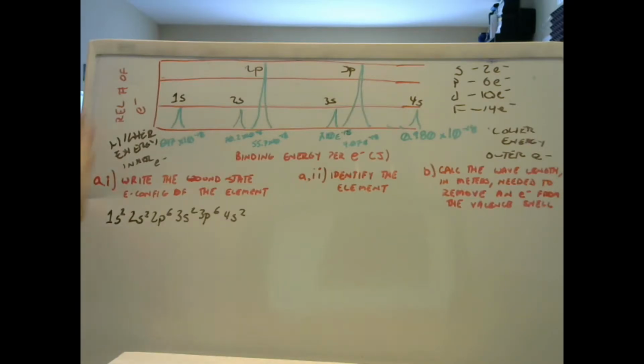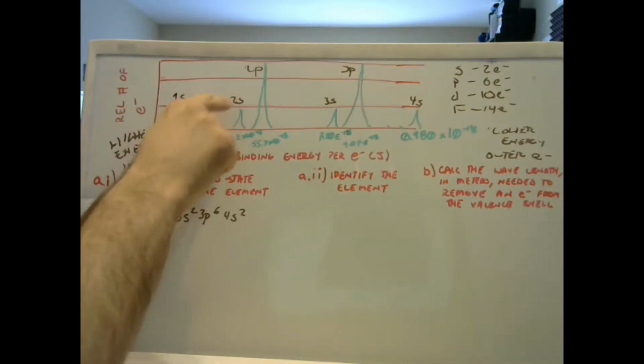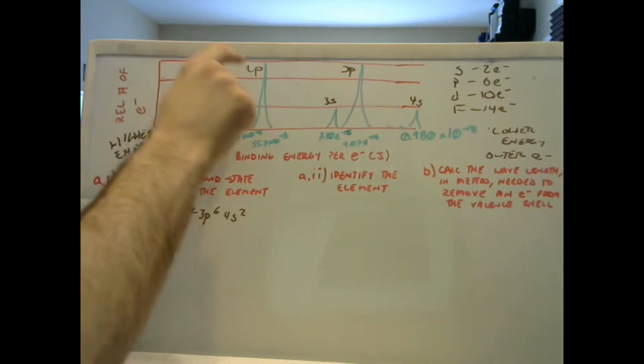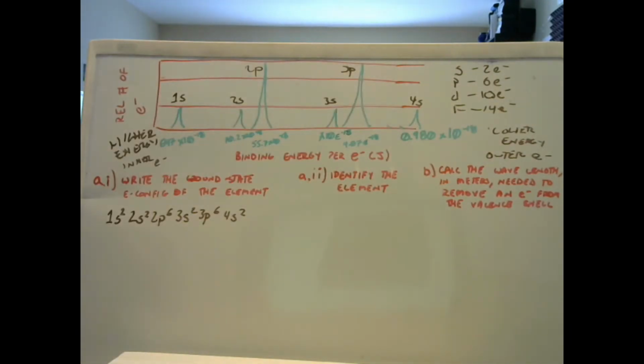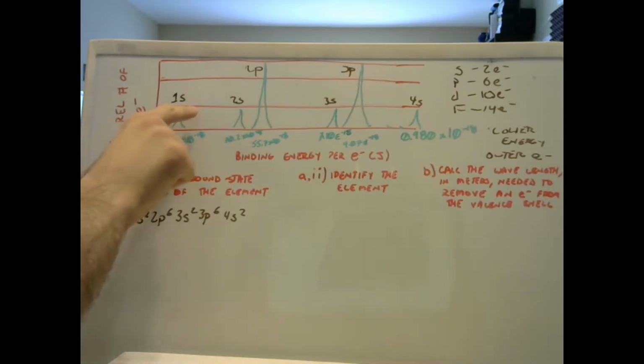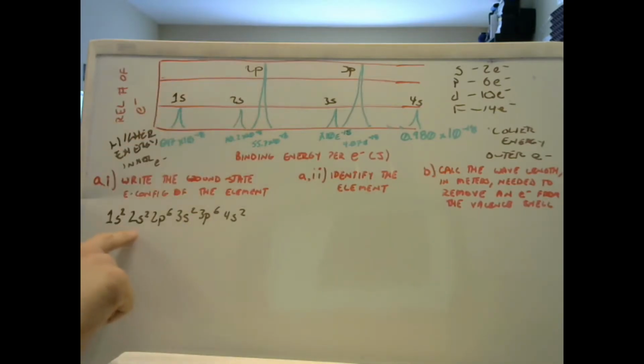We just go highest to lowest. First peak is 1s, second peak is 2s, third peak's 2p, and keep going and make sure your relative numbers match up. In this case, we have 3 times as many, which means we go from 2 to 6.